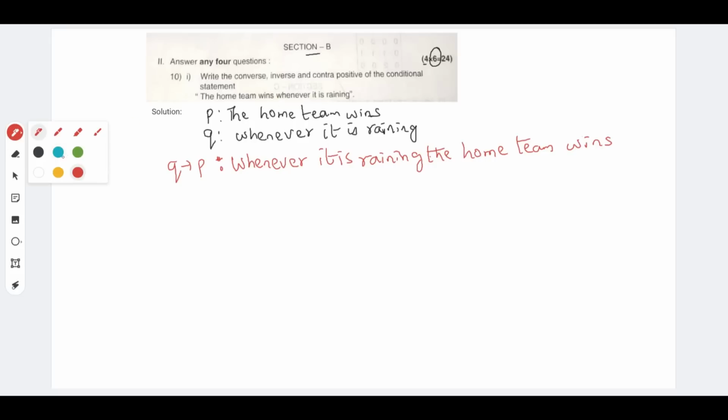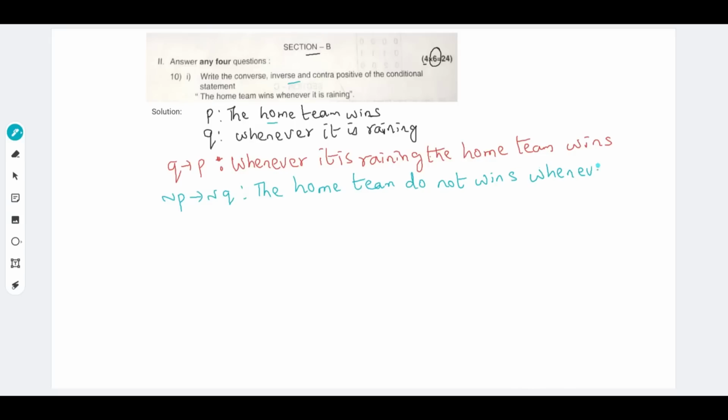Then the next one is the inverse. The inverse is negation P implies negation Q. Negation means the home team does not win whenever it is not raining. So we need to add not, as it is the negation for both parts of the sentence. Here, this is the converse, and this is the inverse.